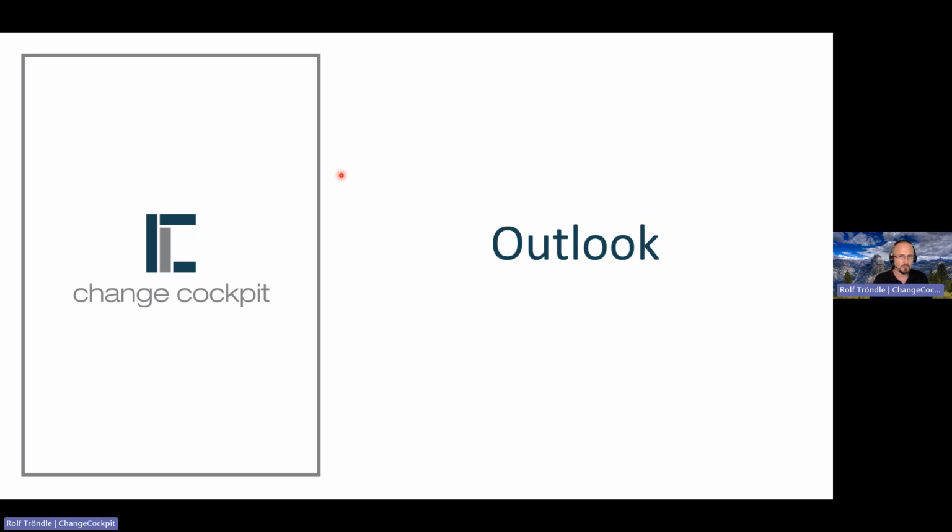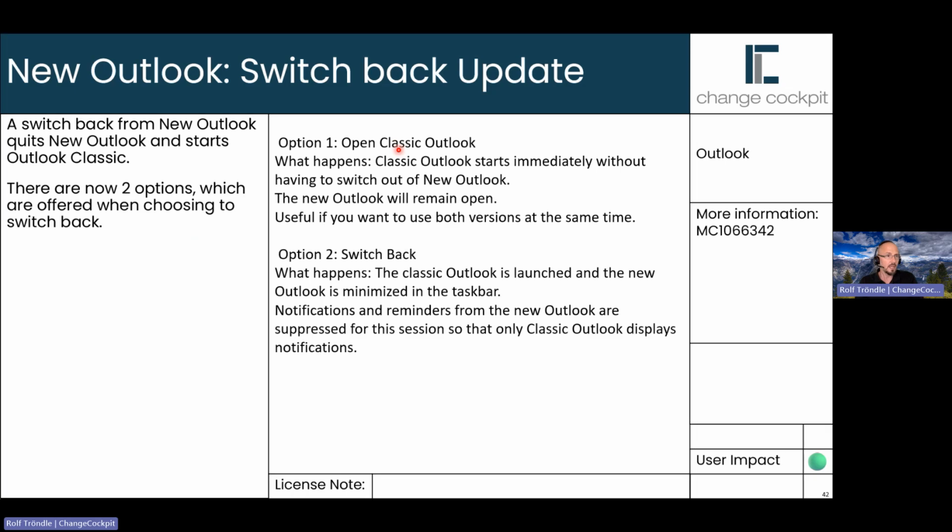This month we don't have anything for Classic Outlook. There are not many changes coming out, even during the last month, regarding Classic Outlook. We have mainly new Outlook changes and Outlook app changes. The Outlook app is the application on your smartphone, on either Android or iOS. New Outlook will get a switchback update.